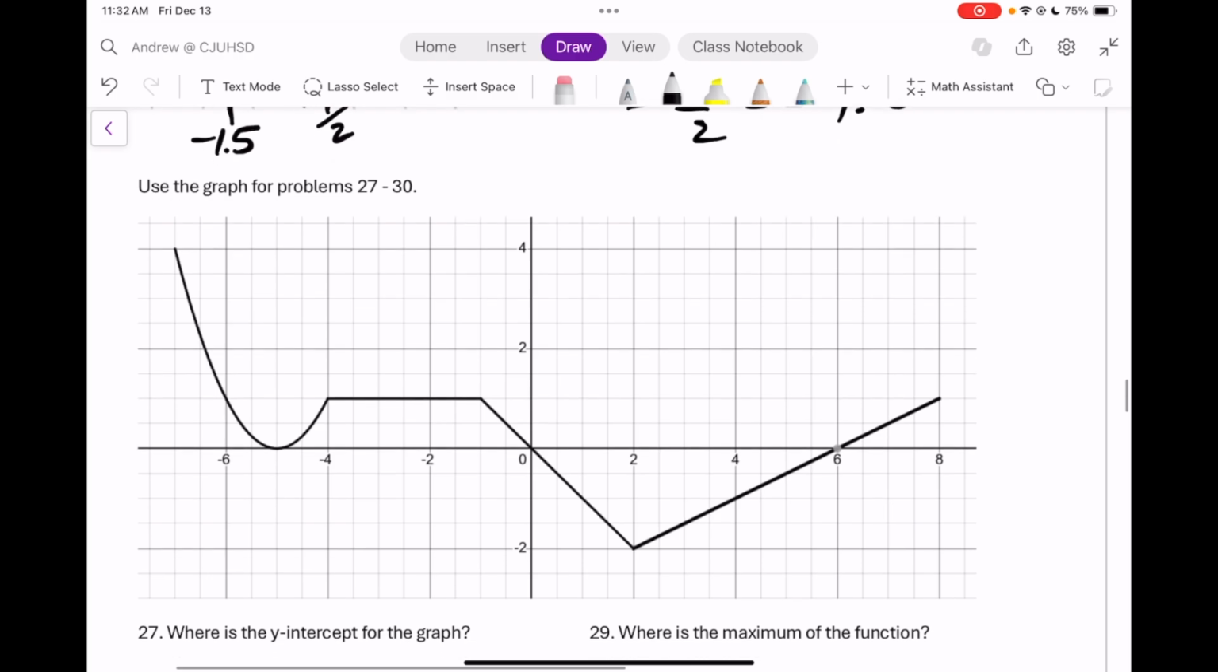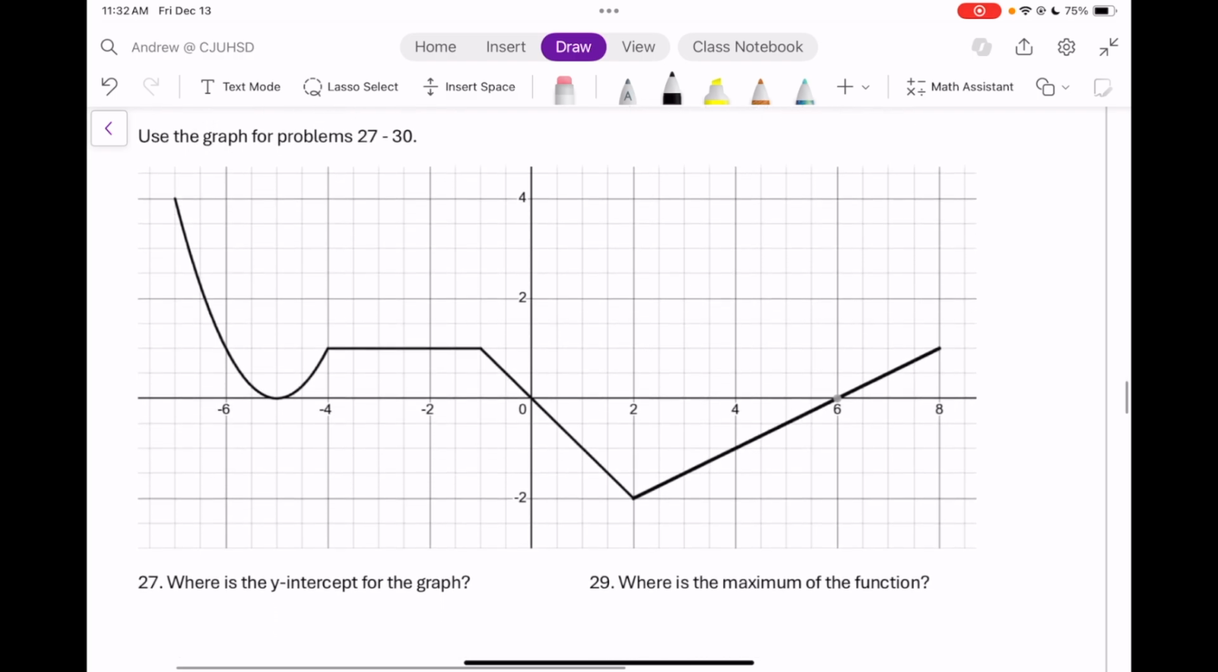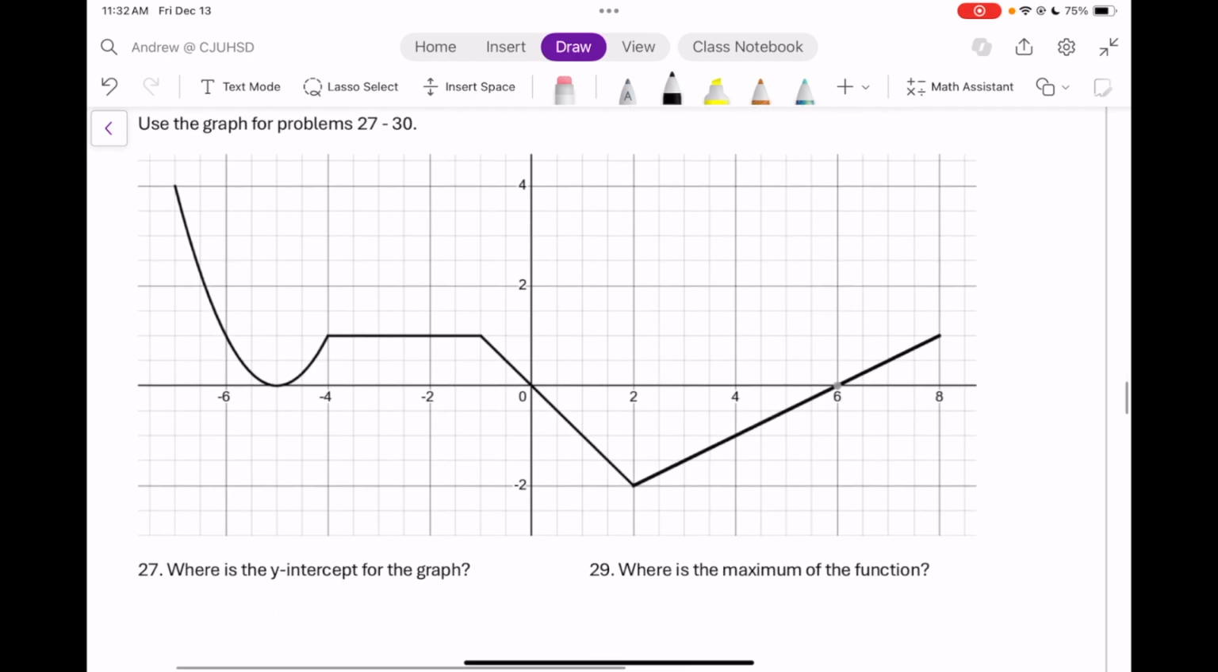Okay, we're going to use this graph for problems 27 through 30. 27, where is the y-intercept for the graph? It is right here, and that is 0, 0.